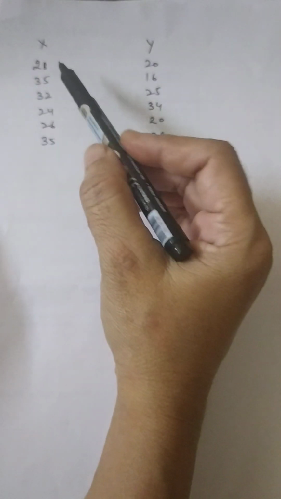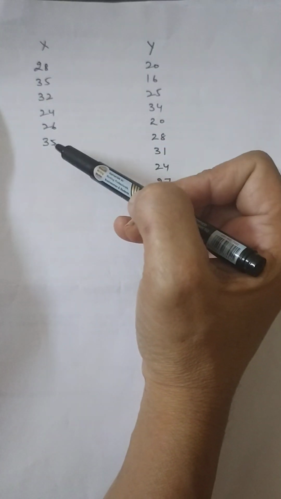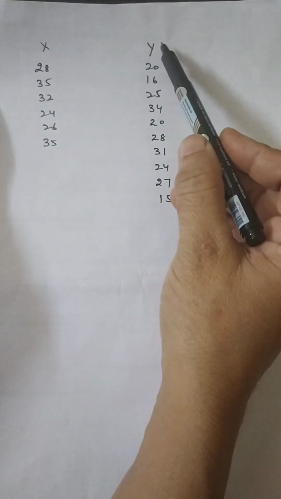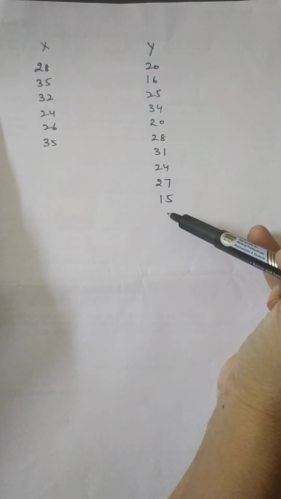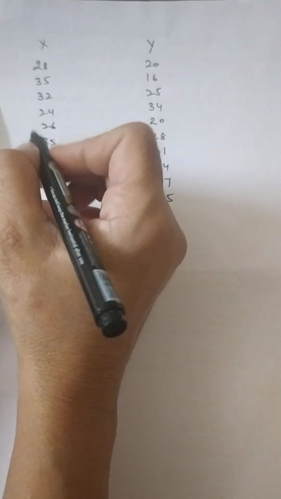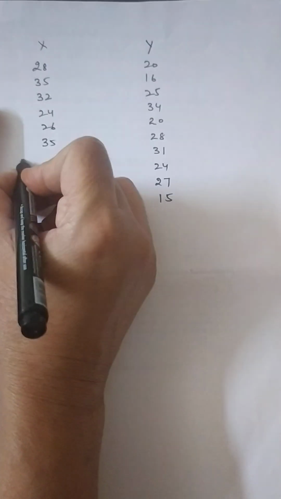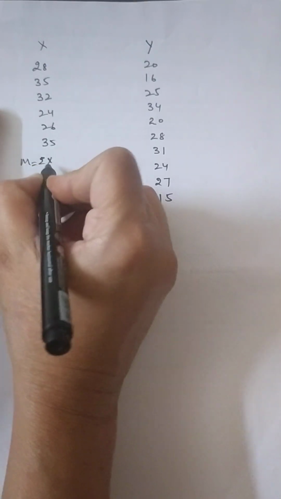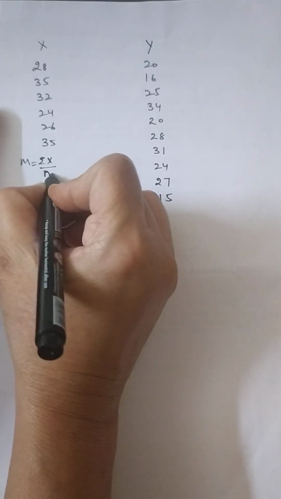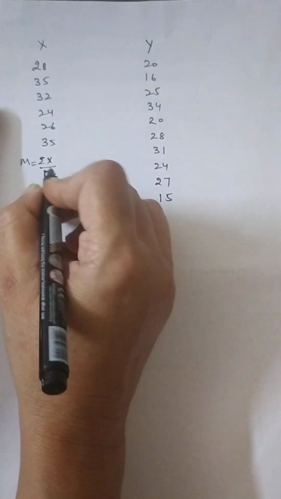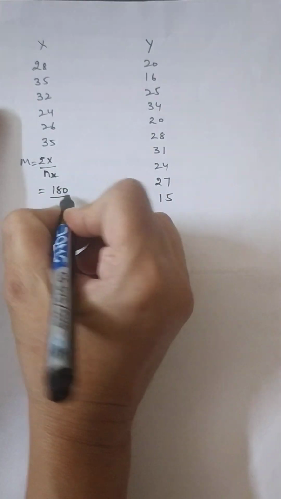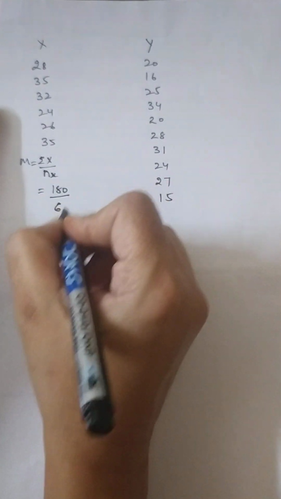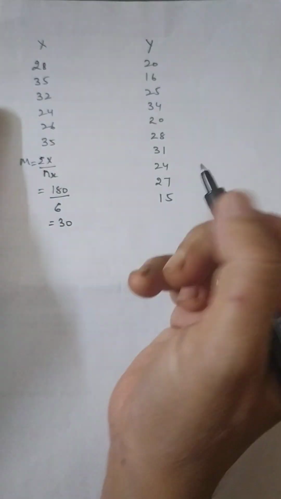So suppose we are given two groups, x and y. The scores of group x are these, and here n is 6. In group y, we have the scores which are these, and these are 10 in number. Now we first find the mean. For finding the mean, we know it is summation x over n1, or nx. So summation x in this case is 180 over 6, so this is 30.